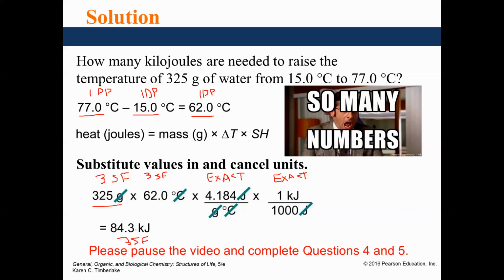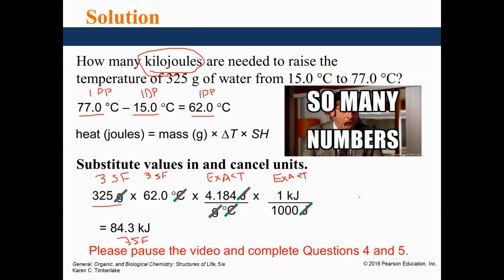So that is 325 times 62.0 times 4.184 divided by 1,000. Grams cancel right here, degrees C cancel right here, joules cancel right here, and we end up with kilojoules, which is what the problem asks for. So 84.3 kilojoules. I'd like you to now pause the video and please complete questions 4 and 5 in the activity.